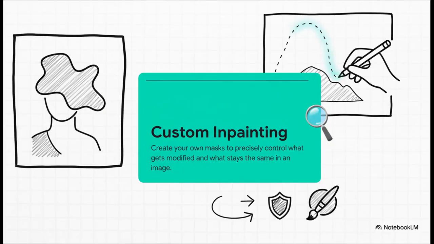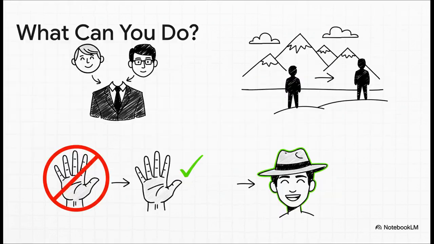Now, if you want to get even more granular, like we're talking surgical precision here, there's a tool called Custom Inpainting. This is where you can get incredibly detailed. It lets you literally draw a mask over a part of an image to tell the AI, okay, change this part right here, but leave everything else completely alone. It is the absolute ultimate tool for fine-tuning your images.